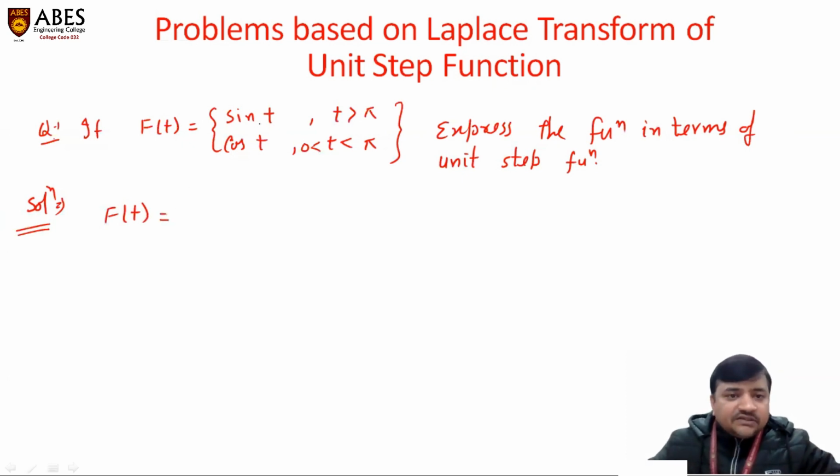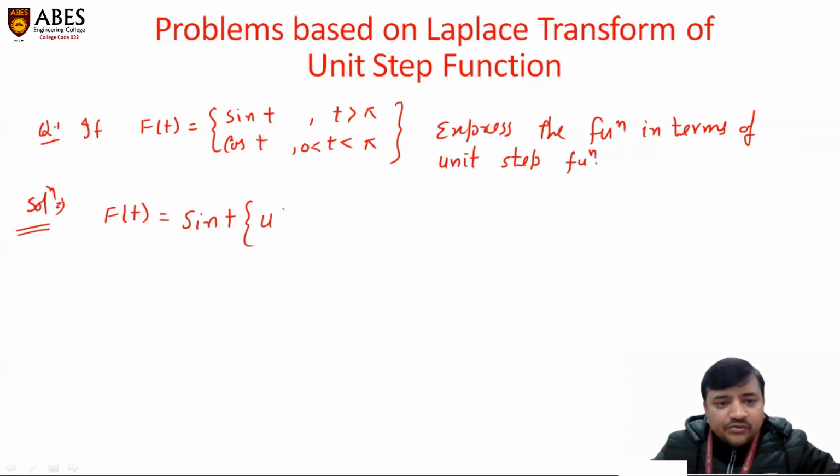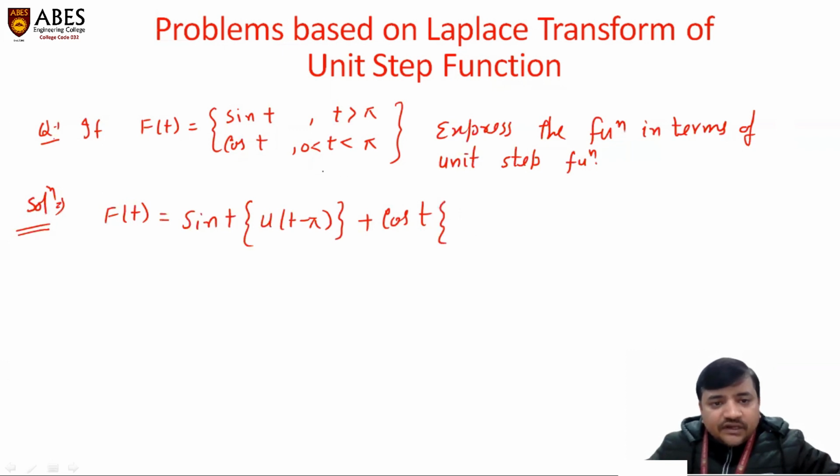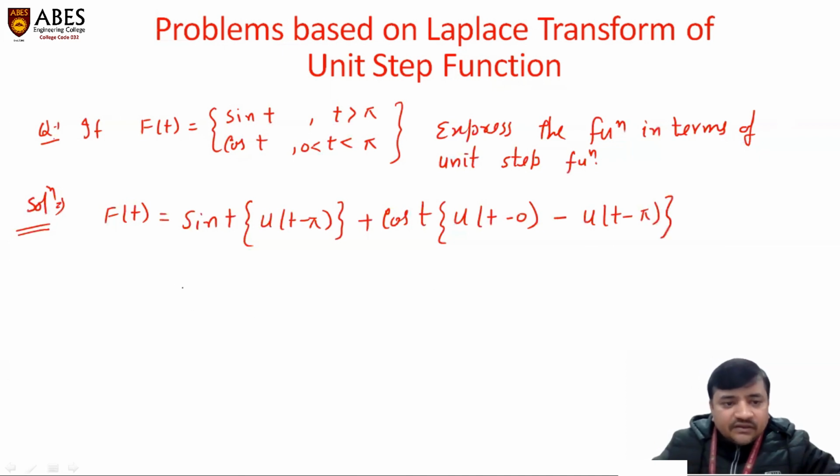f(t) is defined in two parts, sin t and cos t. The value of the function is sin t in the interval greater than pi, that means pi to infinity. So this particular sin t may be expressed as sin t into u(t minus pi) only. Plus, the second part is cos t, and cos t is defined in the interval 0 to pi. So the unit step at the point 0, that is u(t minus 0), that is u(t) minus u(t minus pi).